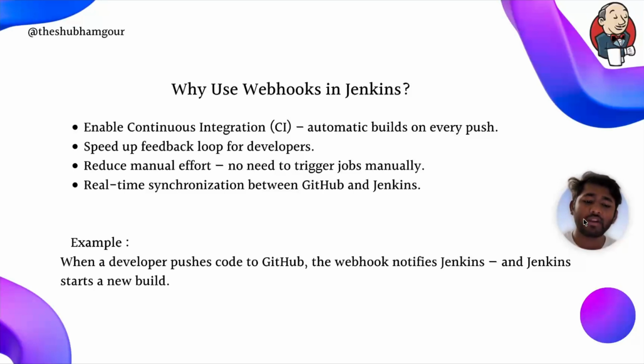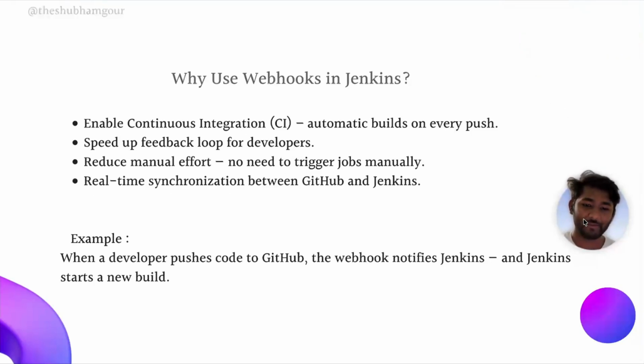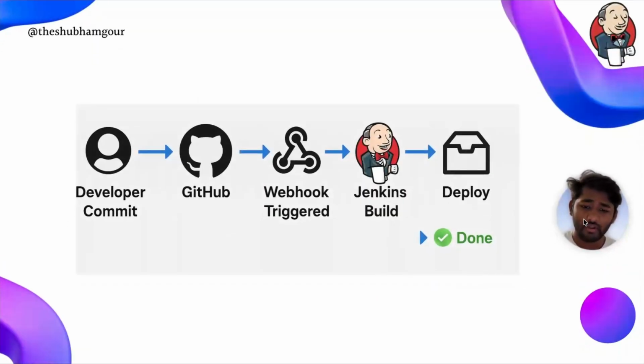Third, it will reduce manual effort, that is, no need to trigger the build job manually. It will be done automatically. And the fourth would be real-time synchronization between GitHub and Jenkins. For example, when a developer pushes the code to GitHub, the webhook will notify that something has changed, and Jenkins will start a new build automatically. We already understood that when a developer commits the code to GitHub, the webhook will get triggered and a Jenkins build will be created. Once the deployment is completed, we will see the change live on the URL.